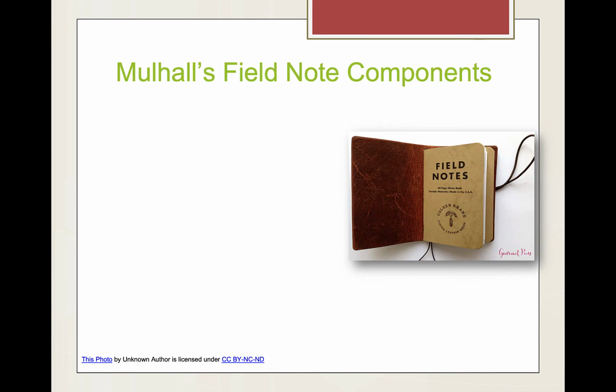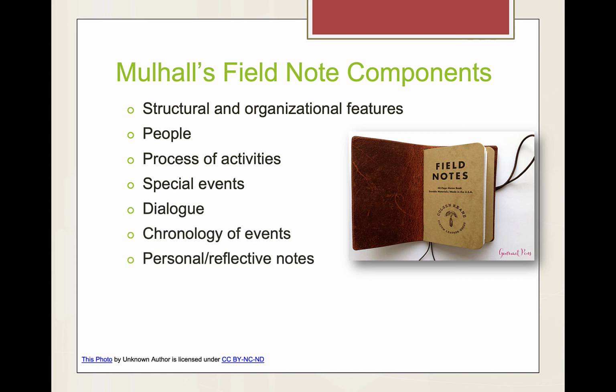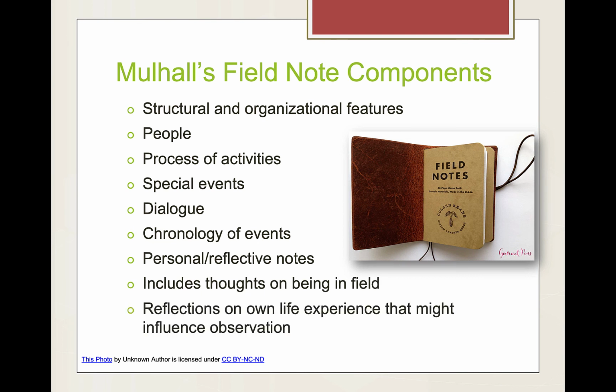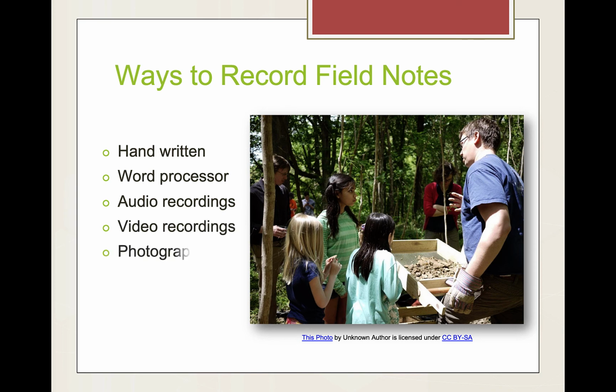Mulhall's field note components are structural and organizational features, people, process of activities, special events, dialogue, chronology of events, personal or reflective notes. It includes thoughts on being in the field and reflections on one's own life experience that may influence the observation. Ways to record field notes. They can be handwritten. You can use a word processor. You might take audio recordings or video recordings. You can have photographs. You might use a smartphone or digital pens.